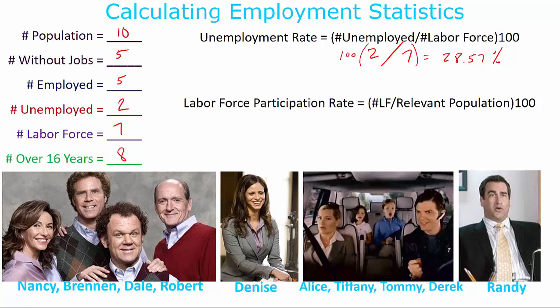This is the number of people in the labor force, which we calculated as 7, divided by the relevant population. In this case, what we mean by that is the workers above the age of 16. And so we have 8. And then we multiply that by 100, and we're going to get 7 divided by 8 times 100 is 87.5%. So that's how we calculate these employment statistics. First the unemployment rate, and then we calculated the labor force participation rate.